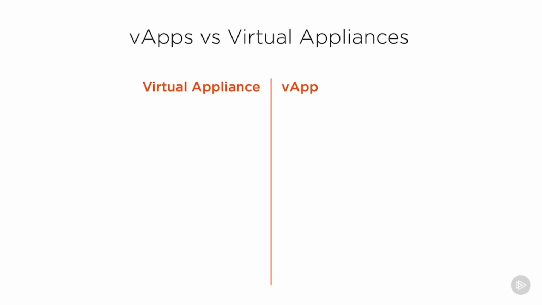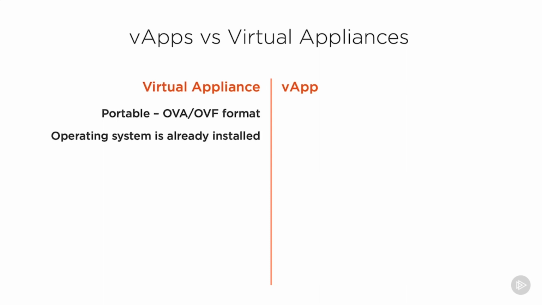So now let's compare the difference between a virtual appliance and a vApp. A virtual appliance is a portable virtual machine that's self-contained. You could think of it almost as a zip file, a compressed single file that contains all of the relevant virtual machine disk and configuration info. And that's exactly what an OVA formatted file is. It's the Open Virtualization Appliance format. That virtual appliance already has the operating system installed and likely already has applications installed as well.